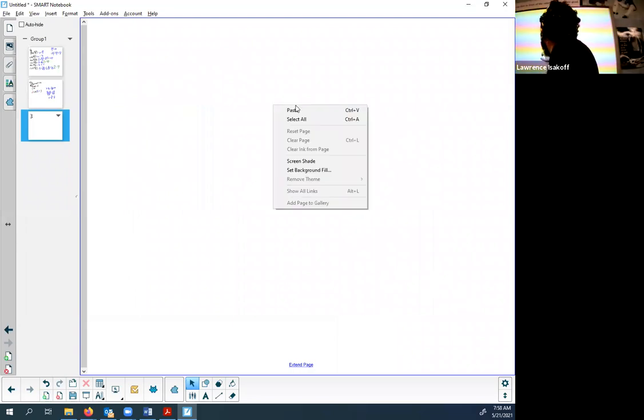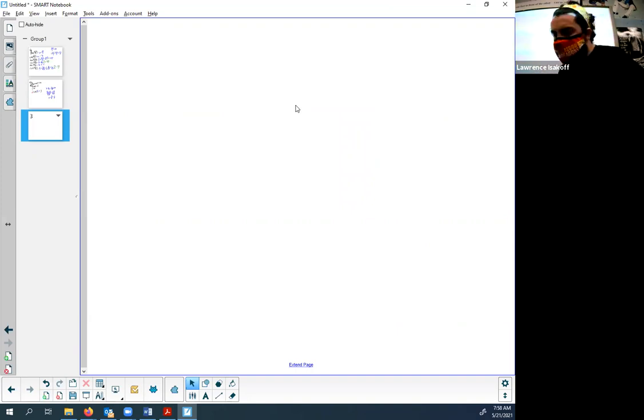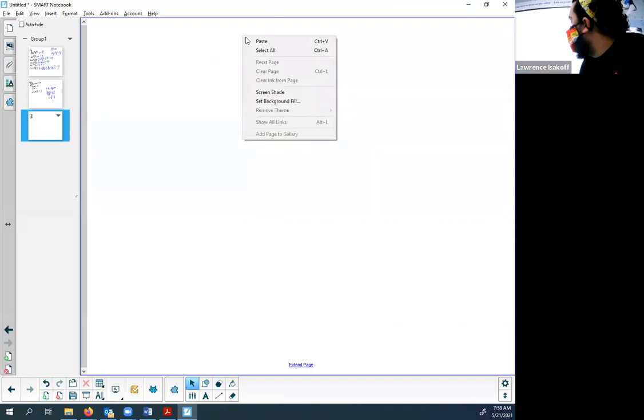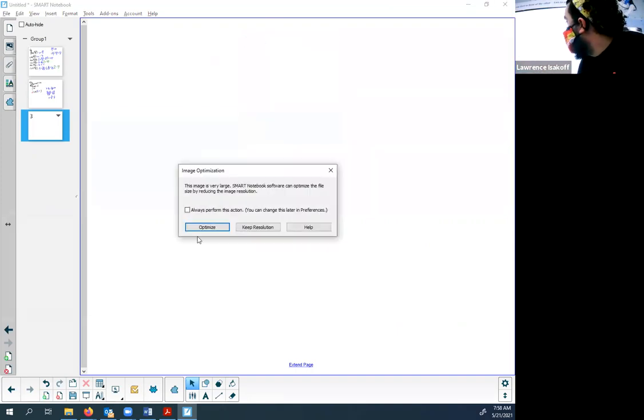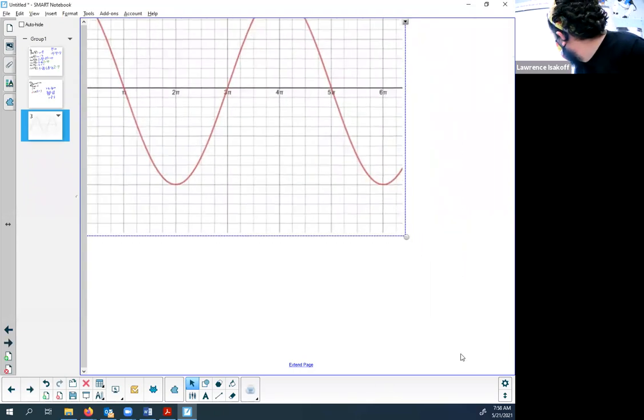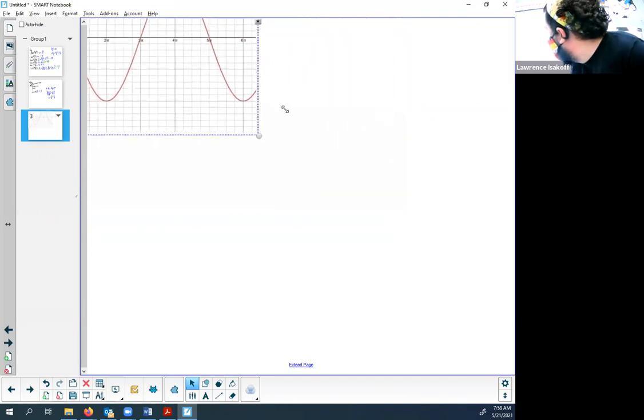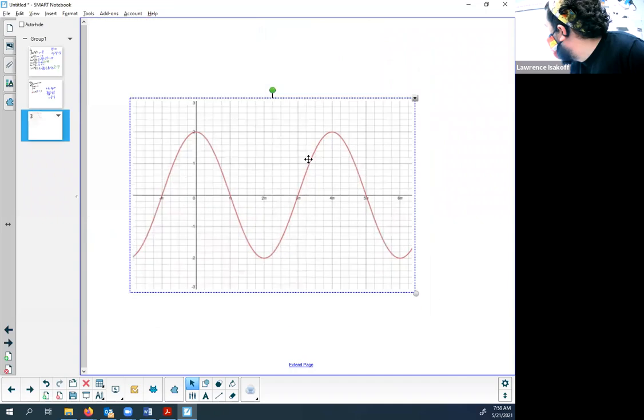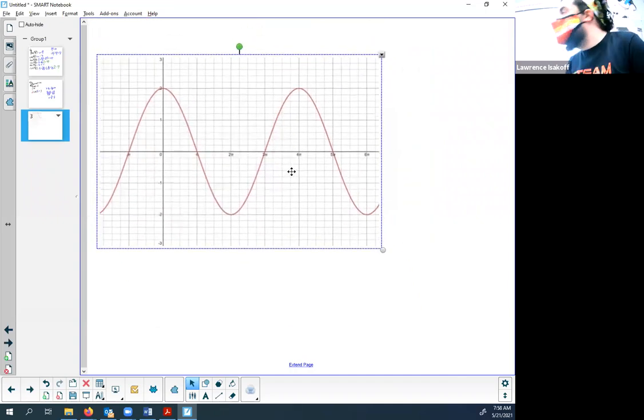So, paste. Come on. Paste. Optimize, and then I need to scale this down quickly. So we're going to need to find the amplitude and the period by looking at the graph. And look at the graph to determine what function it is.